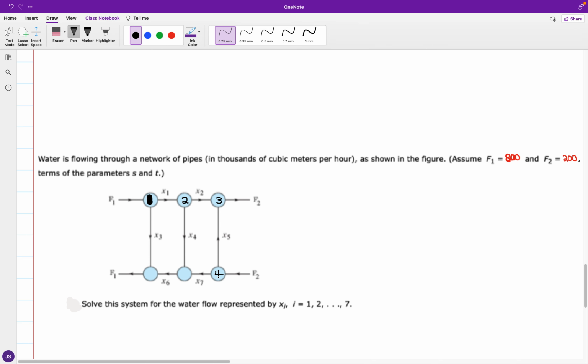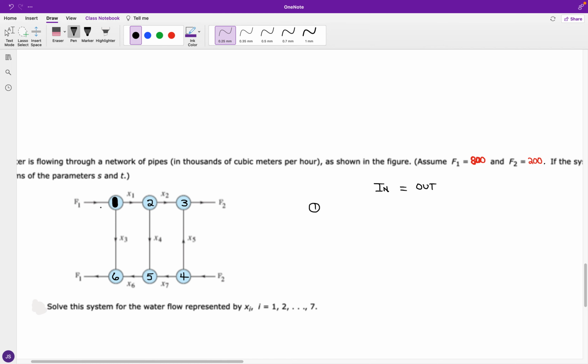And we'll say at juncture 1, you have f of 1 going in, and what is going out, we have x of 1 and x of 3. And letting f of 1 be equal to 800, you see we have 800 is equal to x of 1 plus x of 3. And say in the case of the second juncture, going in, you have x of 1, and going out, we have x of 2 and x of 4.